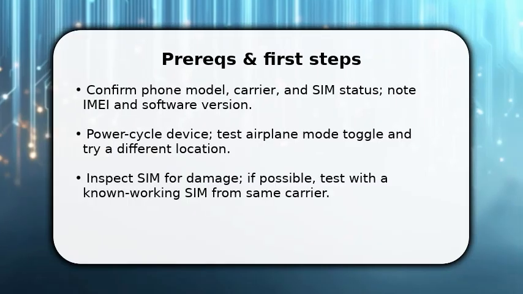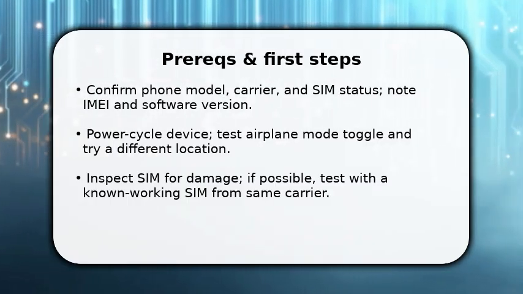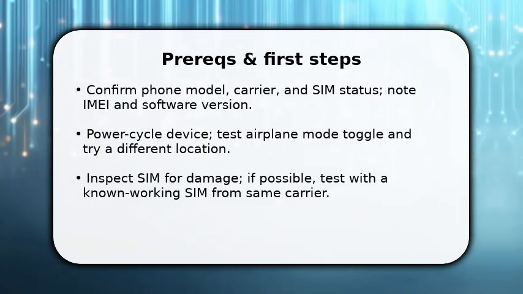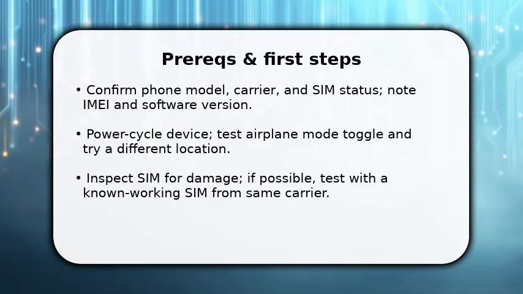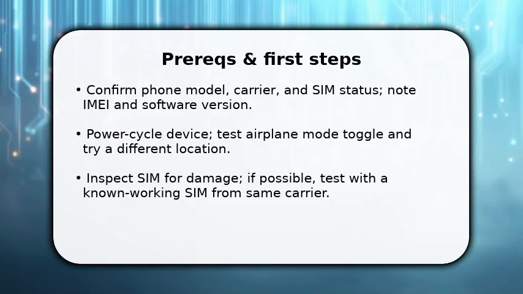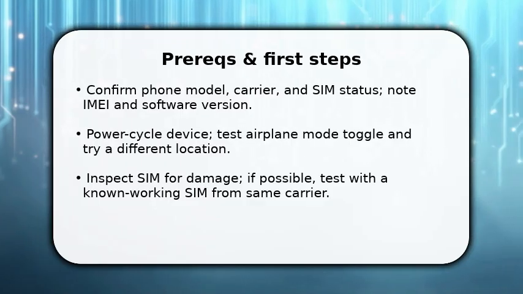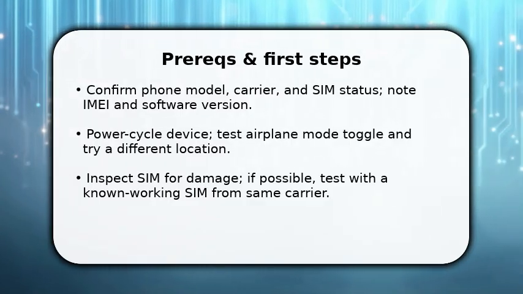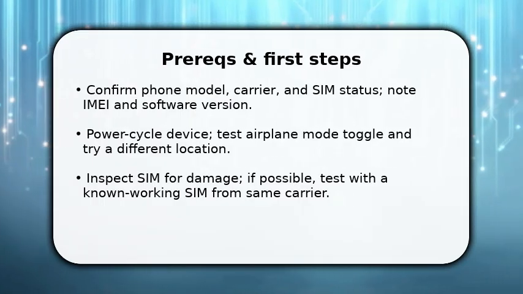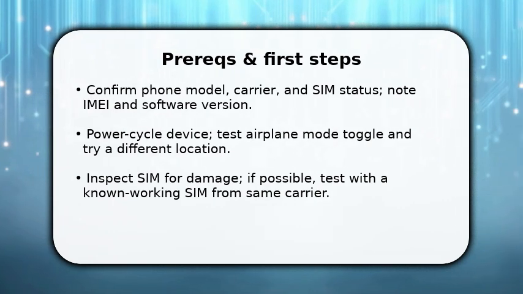You begin by verifying prerequisites. Confirm your phone model, carrier, IMEI, and current OS version so you know what limits apply. Next, power cycle the device and toggle airplane mode to force a fresh network scan. This clears transient radio errors. Once done, move to a new spot with better signal and try a different SIM if available, because a defective or improperly seated SIM often causes SOS only. Make sure to note any error messages for the next steps.